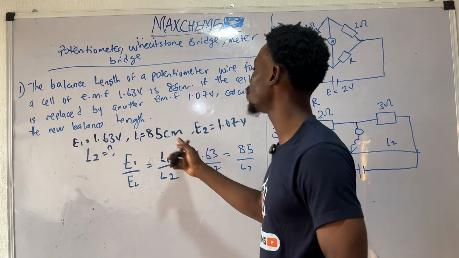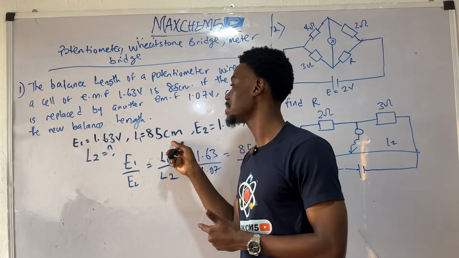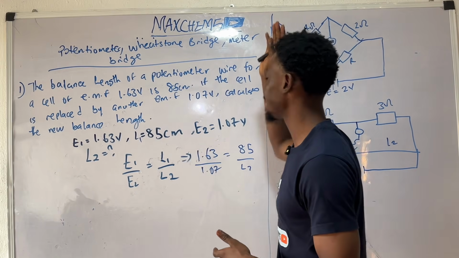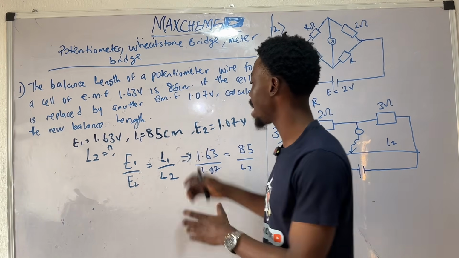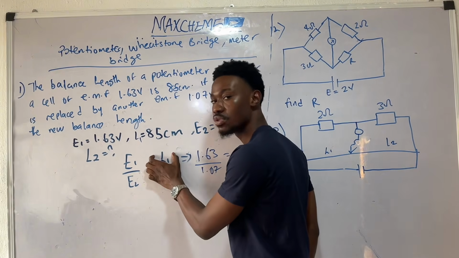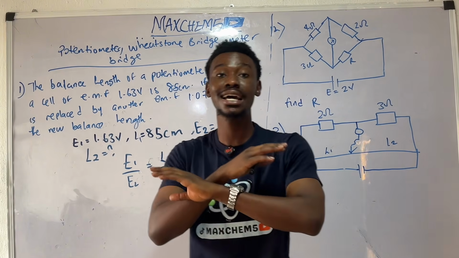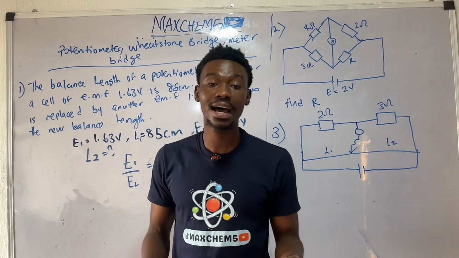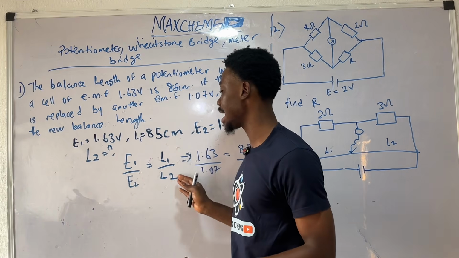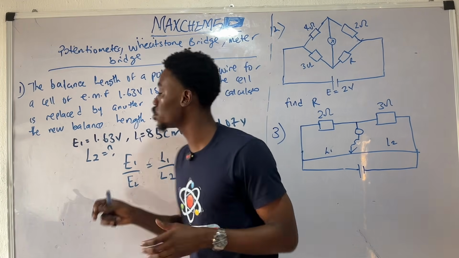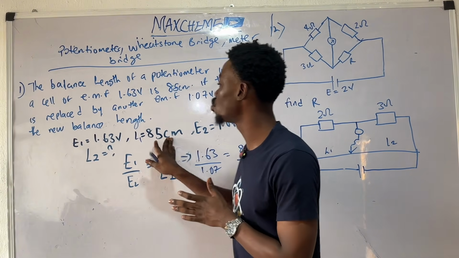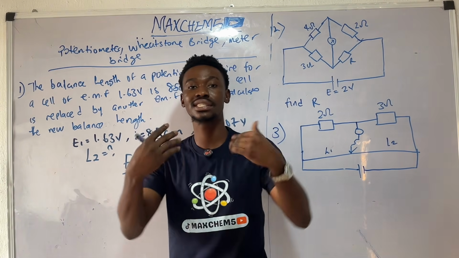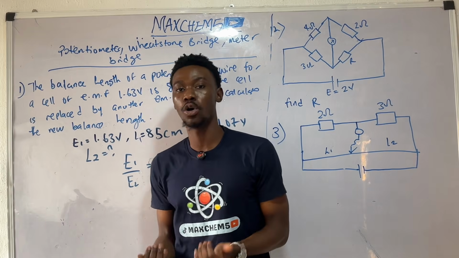Now, the reason why you don't need to convert this L1 from centimeter to meter is because this ratio here would already cancel out the units. Since we have a ratio of lengths, L1 to L2, it does not matter whether it's in centimeter or in meter, either way it would cancel out because it is a ratio. So you just have to make sure that your units are uniform. If you are using meter, use meter all through. If you are using centimeter, use centimeter all through.